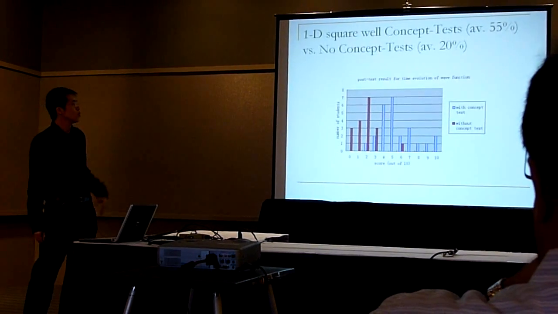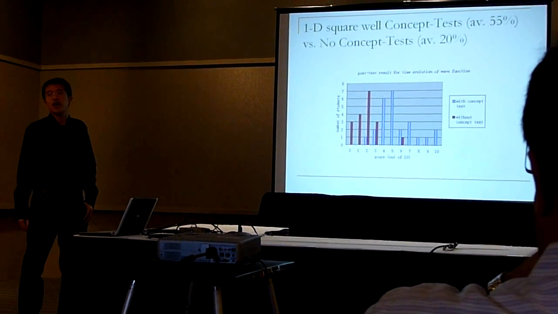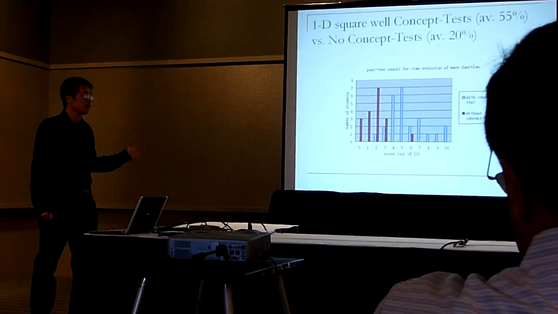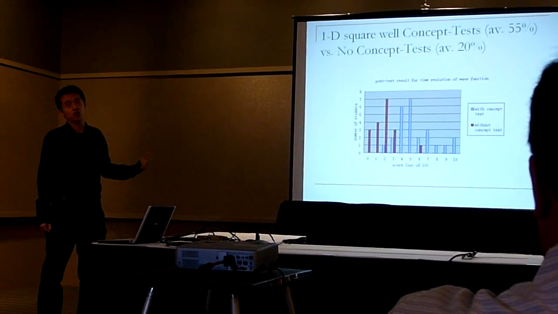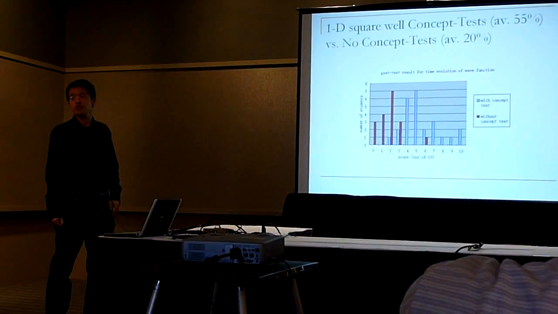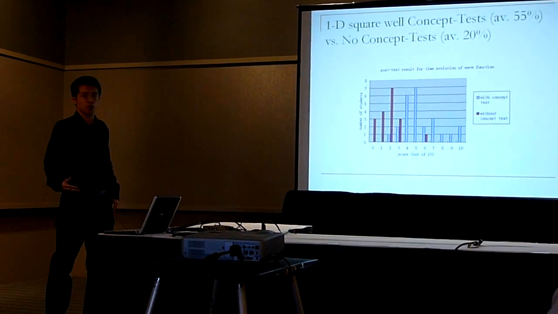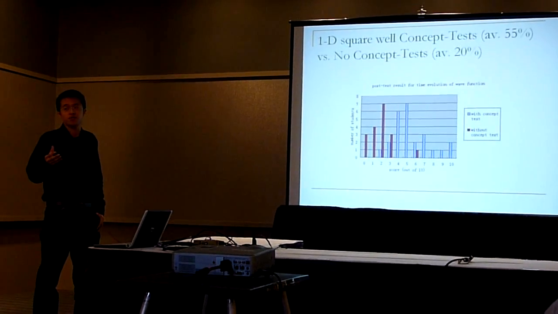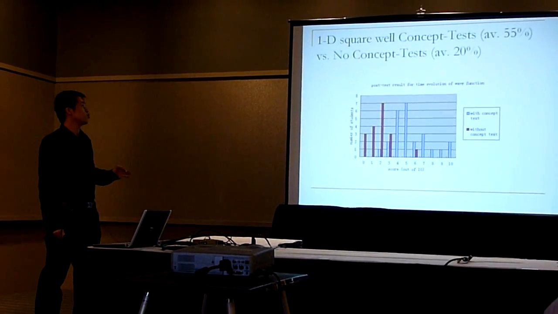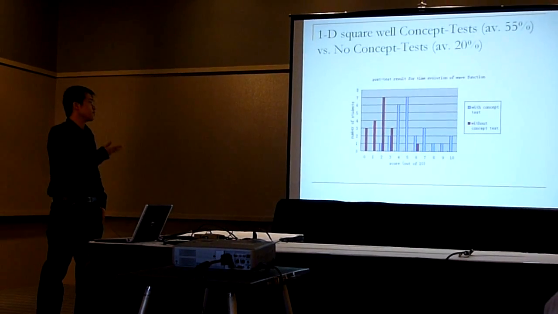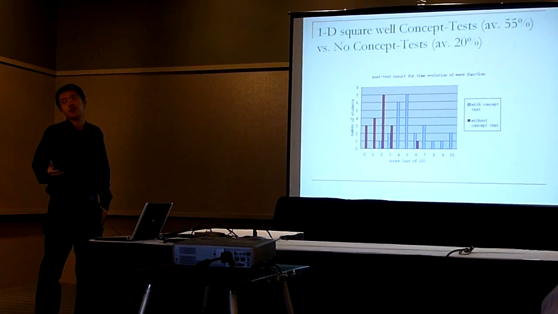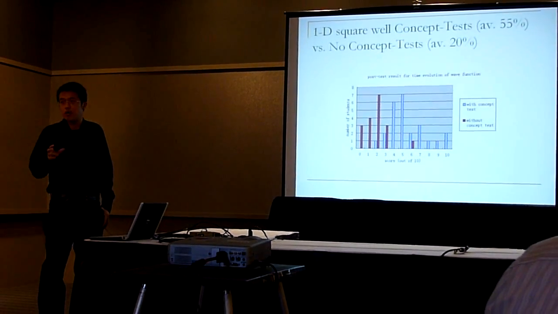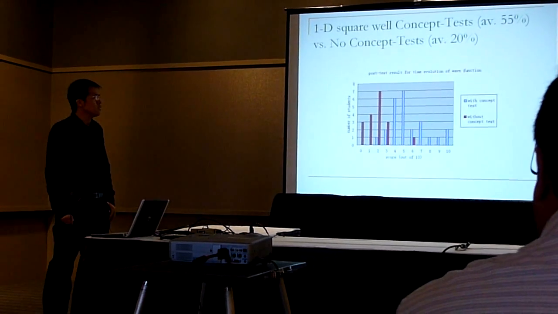From this distribution, we can see that the experiment group has a much better performance than the control group. Only 1 student in the control group got a score of 6, and all the others are below 3. For the experiment group who have done the concept test in the lecture, the median is about 5 to 6. The average score for the experiment group is about 55, and for the control group it's only about 20 out of 100.